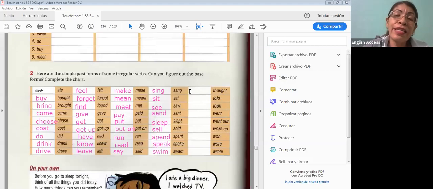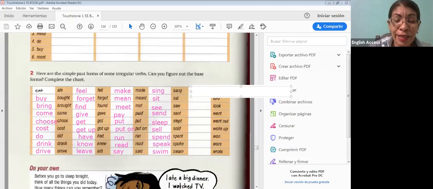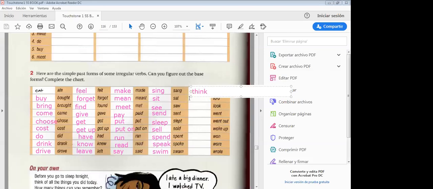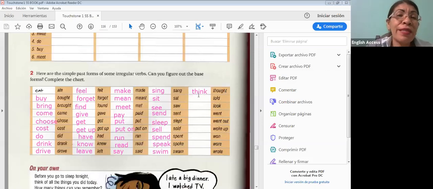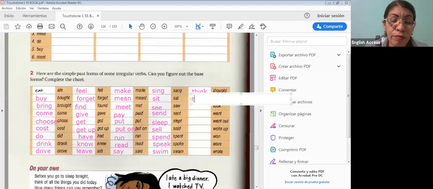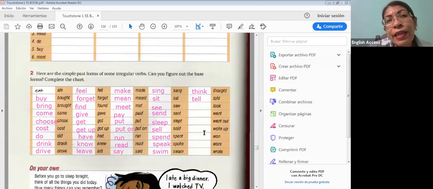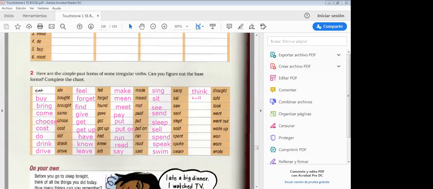Thought is the past of, any idea? Think. Yes, thought is the past of think. And told is the past of tell. Like when you tell a story, when you tell a joke. Yes. Took is the past of take. Excellent.